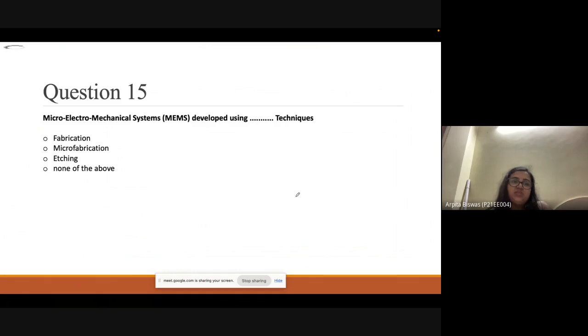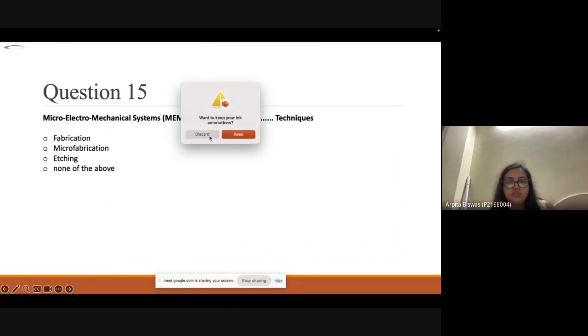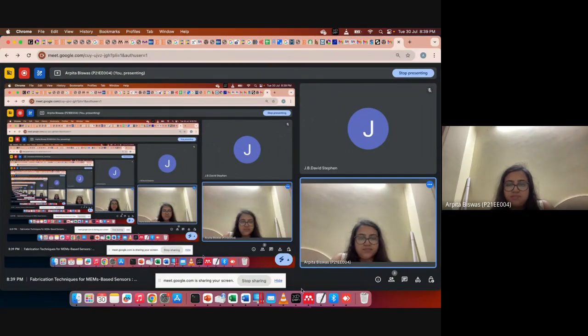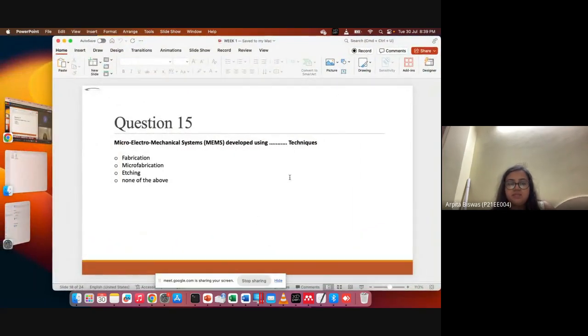So next question is question number 15. Microelectromechanical system MEMS developed using the dash techniques. First one the fabrication, second is the microfabrication, third is the etching, and fourth option is none of the above. So try to find out the right answer. The microelectromechanical system developed using dash technique.